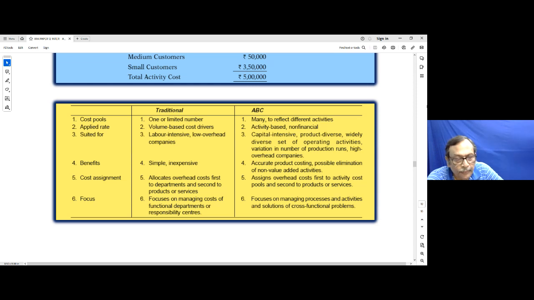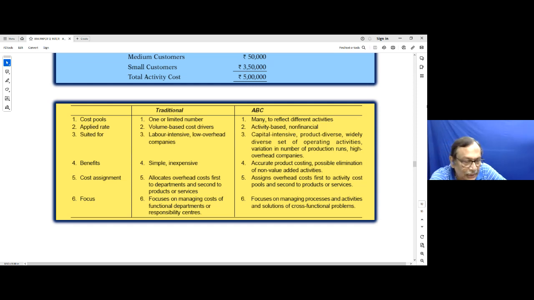I have already told you what is the basic difference between value added and non-value added activities. Then comes cost assignment. Under traditional, it allocates overhead cost first to departments and second to products or services. Under ABC, assigns overhead cost firstly to activity cost pools and secondly to products or services. So for focus is concerned, under traditional, focuses on managing cost of functional departments or responsibility centers.